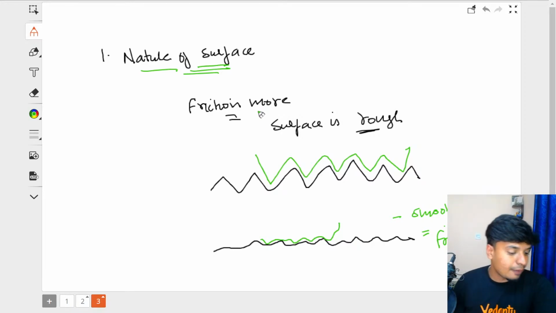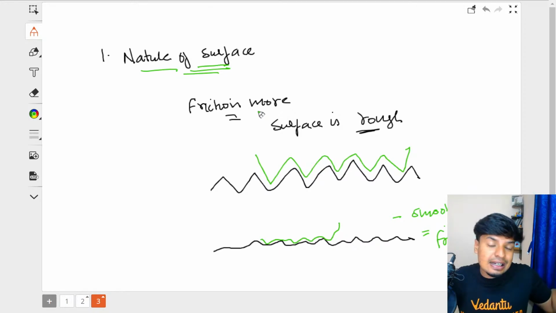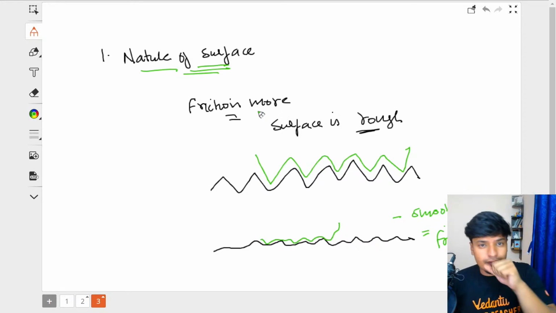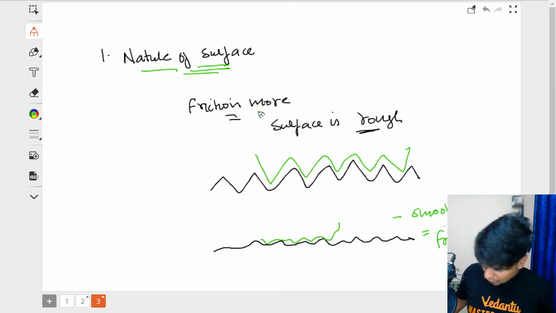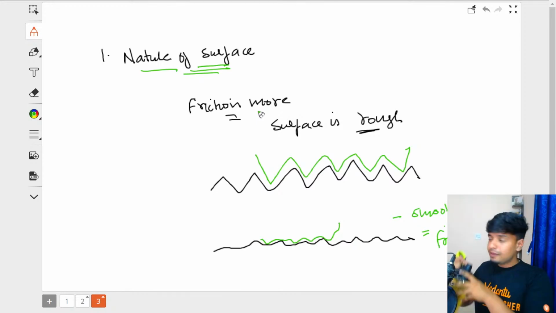Now next one. Can friction affect the wings of birds? Definitely. The wings are designed in such a way to reduce friction when they are flying. That is why birds are able to fly very easily. Got it?